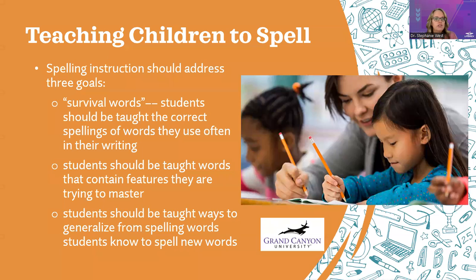There are three things that we should always address when we're teaching spelling. One is survival words. Students should be taught the correct spelling of words they often use. So we should correct their spelling. Don't let them go on with the invented spelling too long, but remember those survival words are very important. Students should be taught words that contain features they are trying to master. What phonemes are you working on? What word families are in the text that you're reading? And students should be taught to generalize from words they know how to spell to spell new words. So we're activating that prior knowledge of other words to make new words.